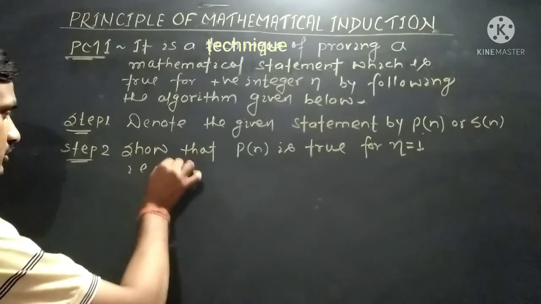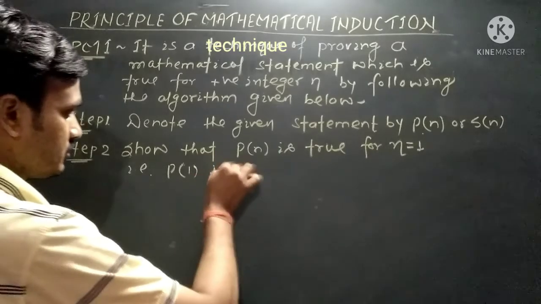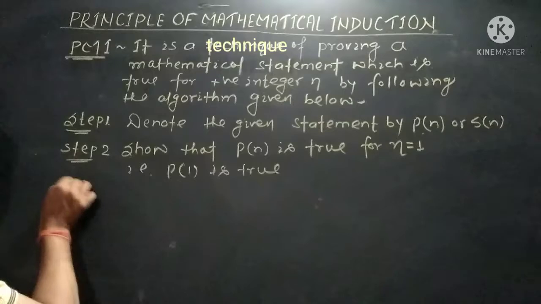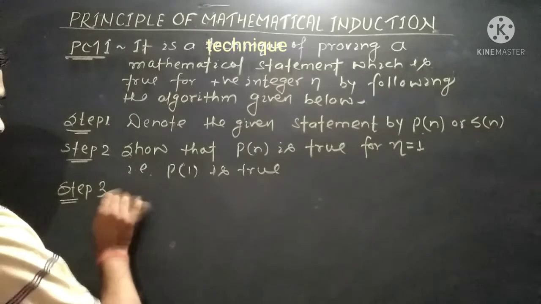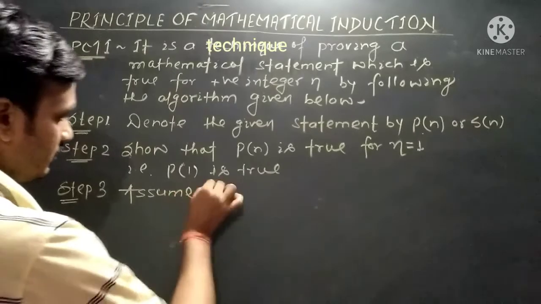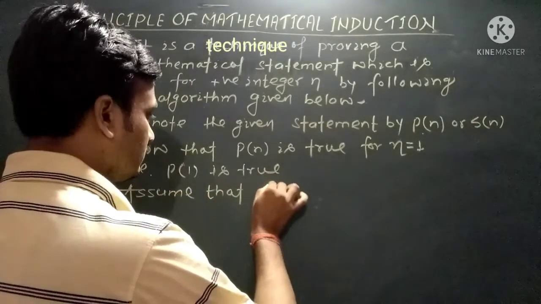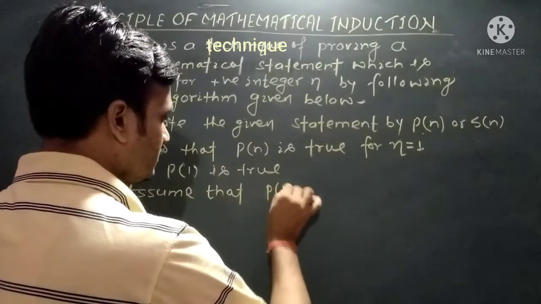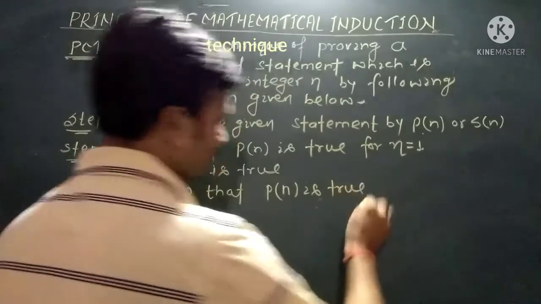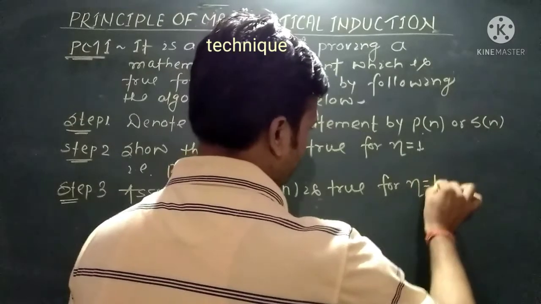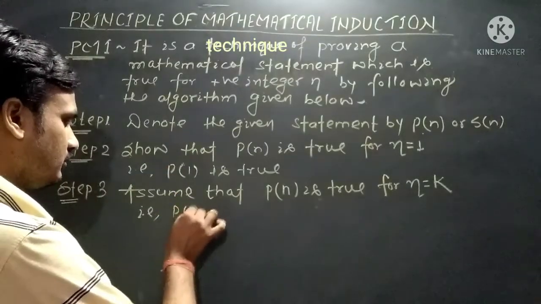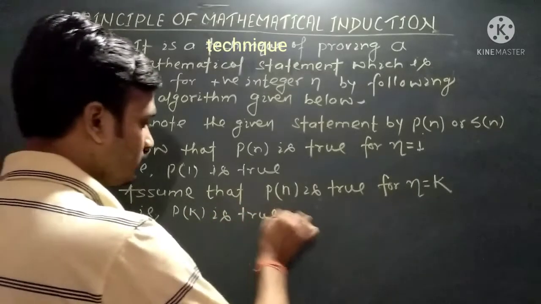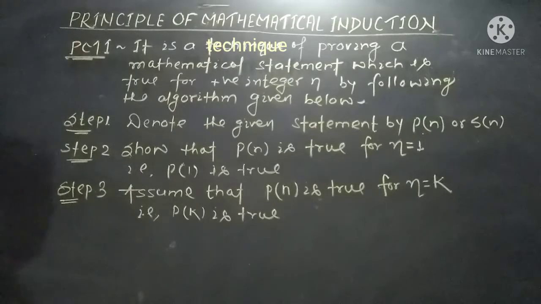That means P1 is true. In the third step, we have to assume that the given statement is true for n is equals to k. Assume that Pk is true, or you can say Pn is true for n is equals to k. That means Pk is true. We have to assume in the third step that the given statement is true for n is equals to k.